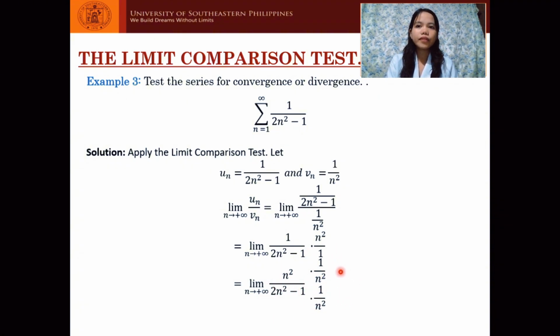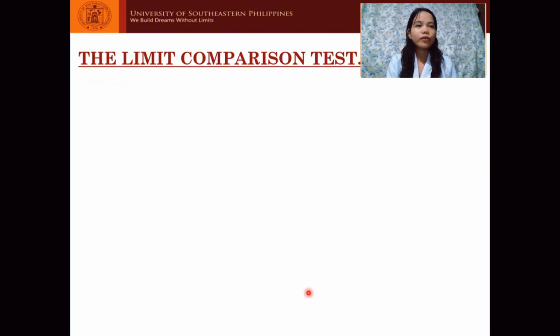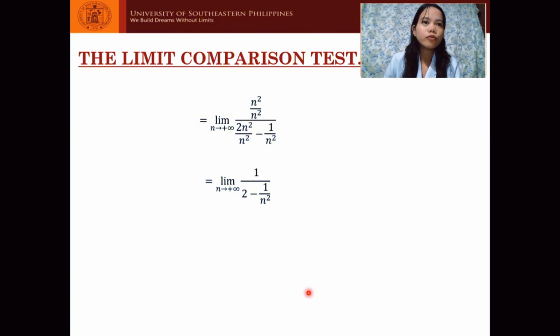So for this one, we have now the limit of n squared over n squared all over 2n squared minus 1 over n squared, as n approaches positive infinity. As you can see here, we can have an answer of 1 from the numerator and 1 for the denominator multiplied by 2, and then we have a 2.